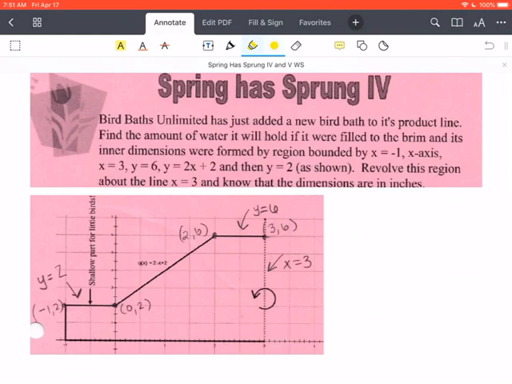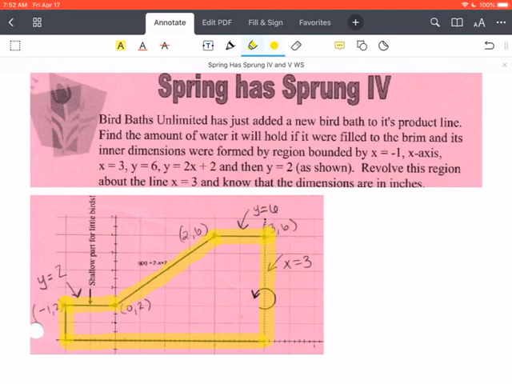So let's find x equals -1 is right here. The x-axis, x equals 3, y equals 6. I'm going to erase this little chunk here. y equals 2x plus 2, and y equals 2. And it's shown below because that is a pretty complex description of the region being revolved.